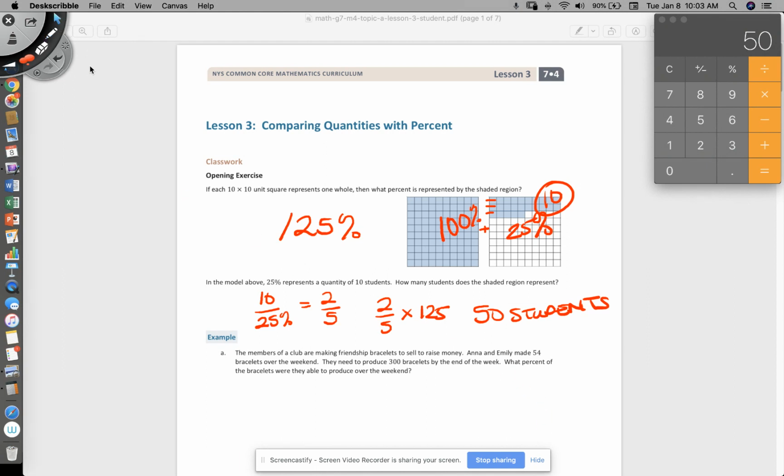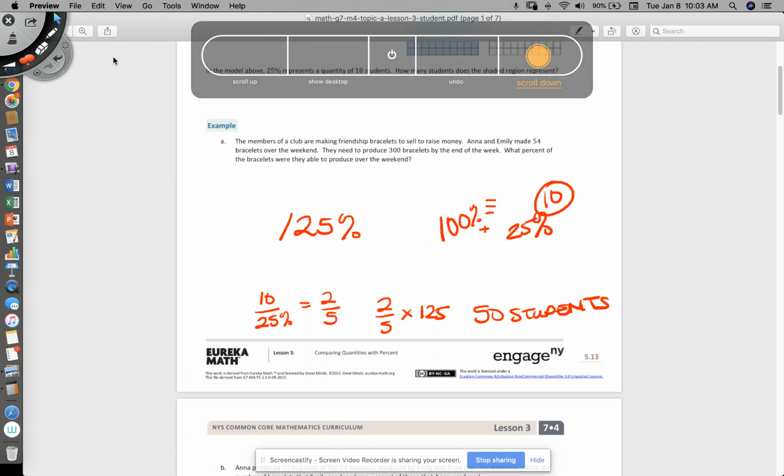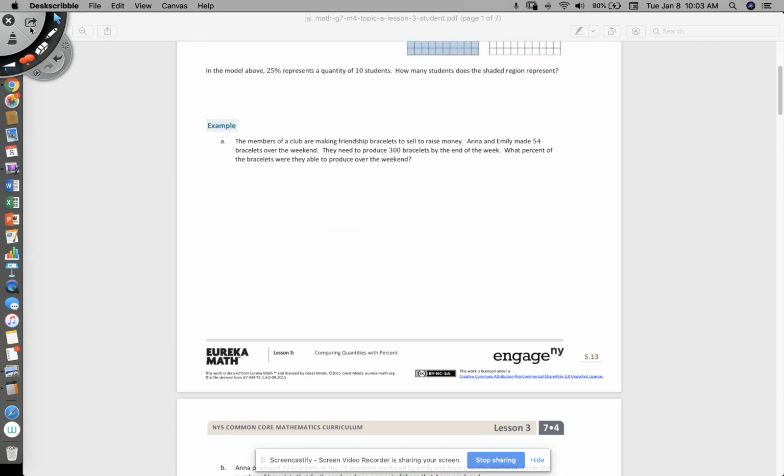All right, let's look at A. The members of a club are making friendship bracelets to raise money. Anna and Emily made 54 bracelets over the weekend. They need to produce 300 bracelets by the end of the week. What percent of the bracelets were they able to produce over the weekend? All right, so if you remember from the last lesson, we used the setup of is over of equals percent over 100.